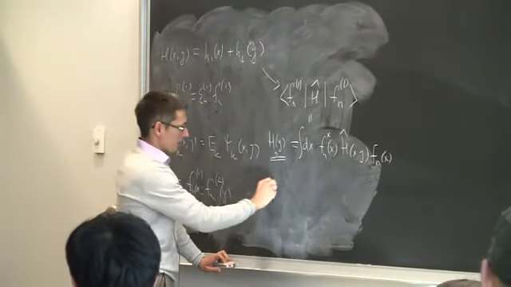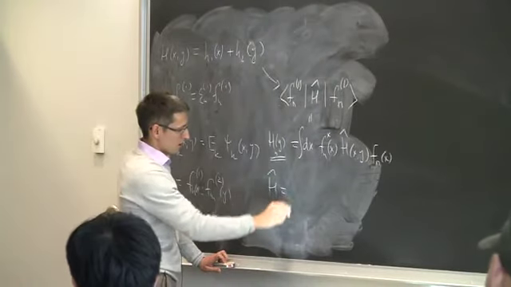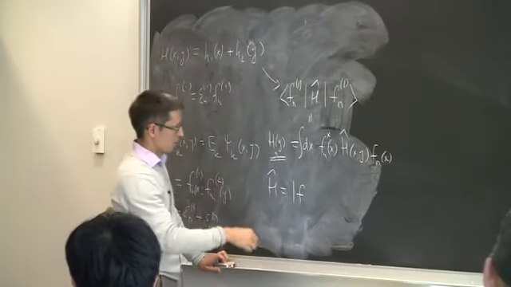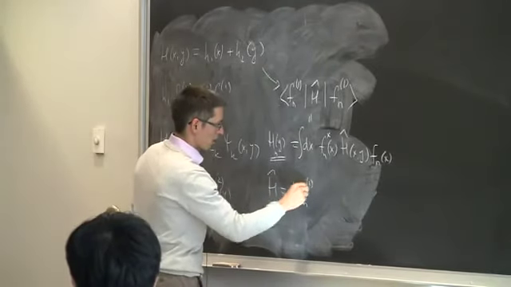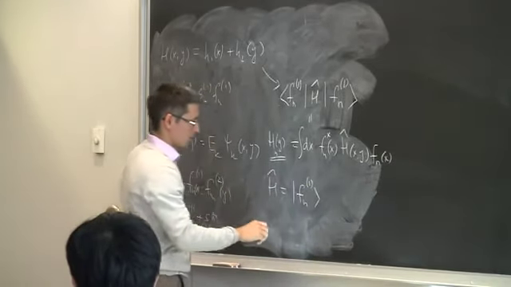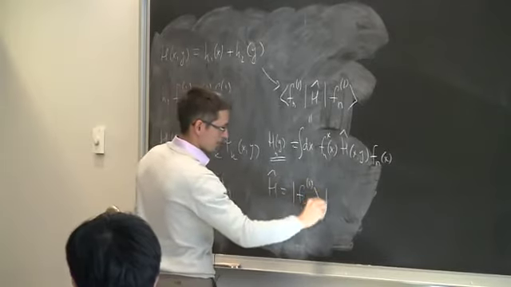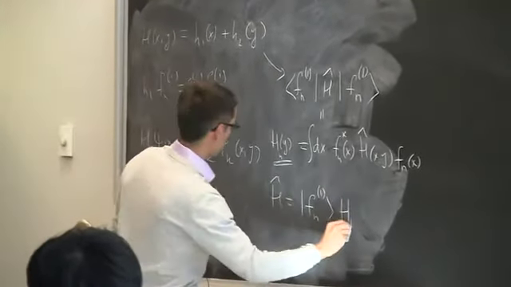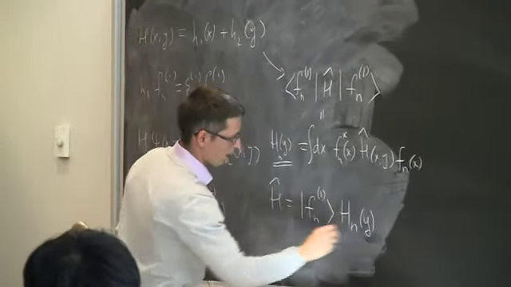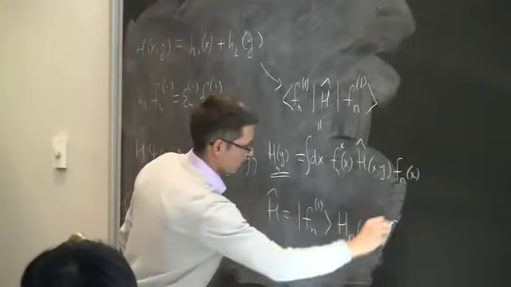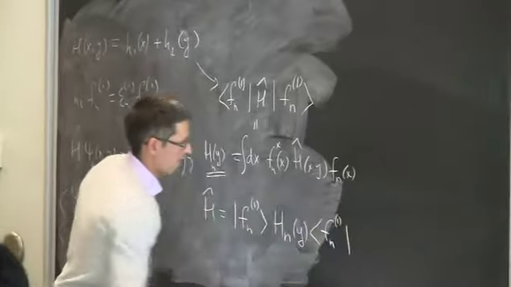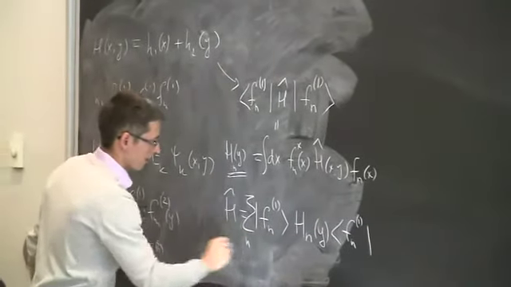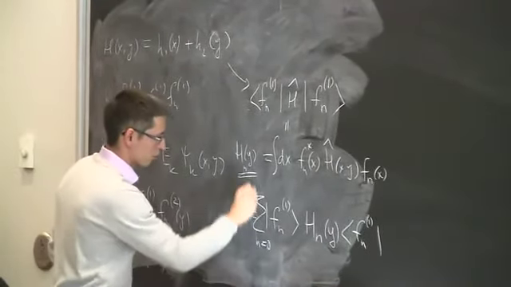And then the Hamiltonian representation will be, we are left with this f_n, and then there will be these functions h_n(y), sum over n, where n goes from 0 to 1.